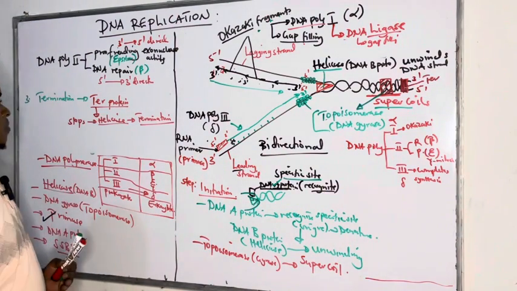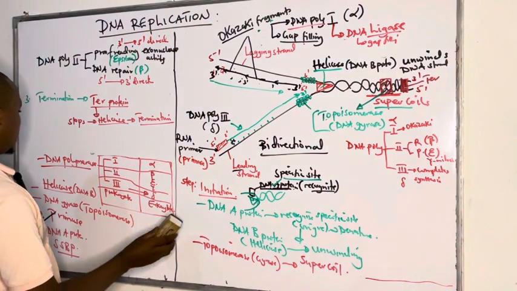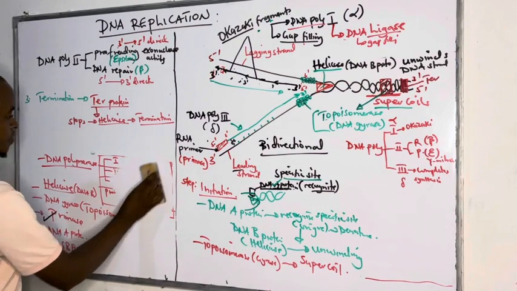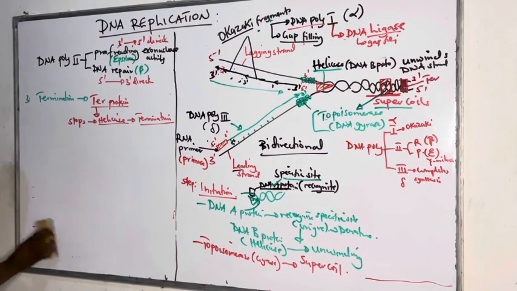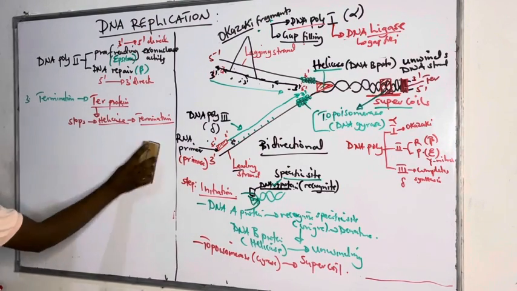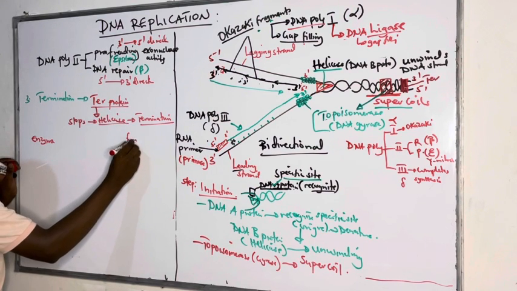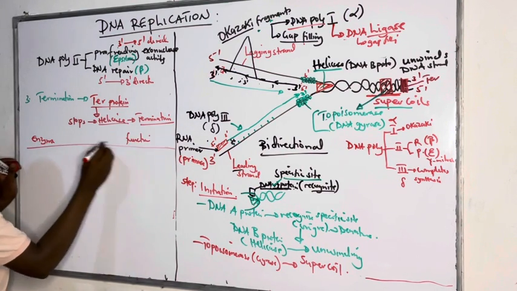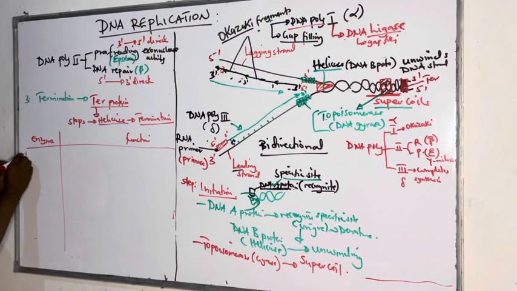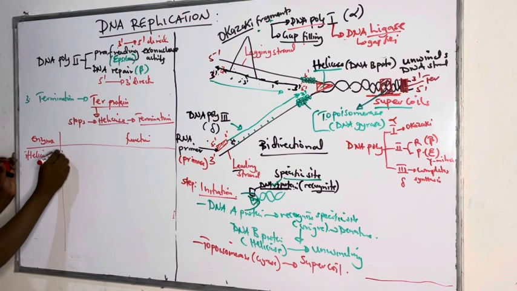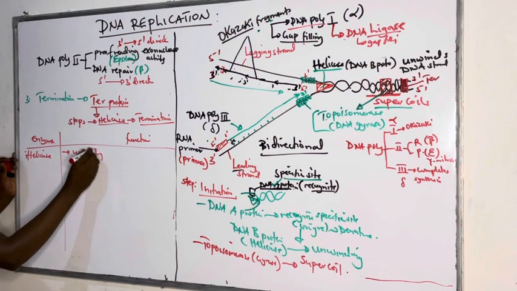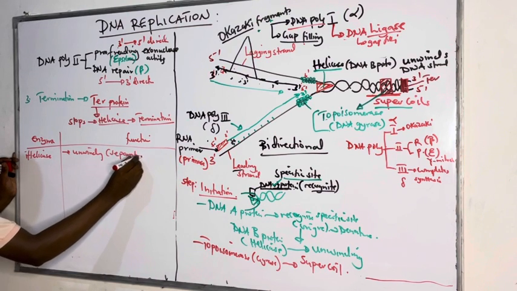So in summary, I can draw a table here. In this table, I'm going to show the enzyme and the function. You are going to begin with DNA protein B, but let us call it helicase. And this helicase is responsible for unwinding or separating DNA strands. The one that separates DNA strands.